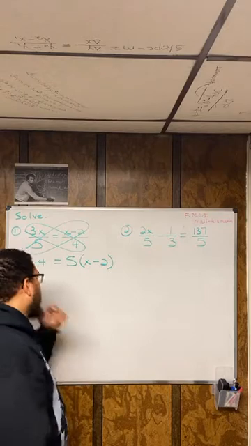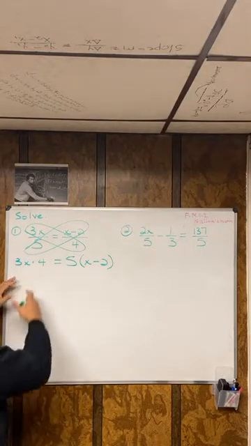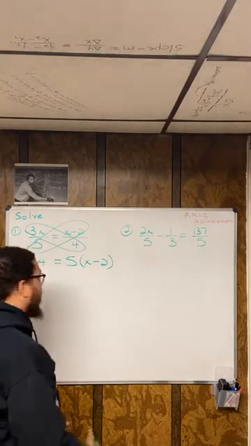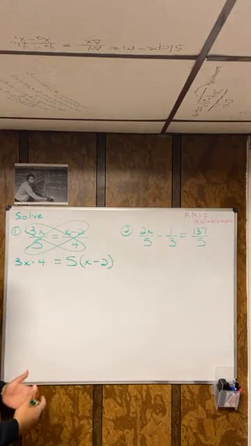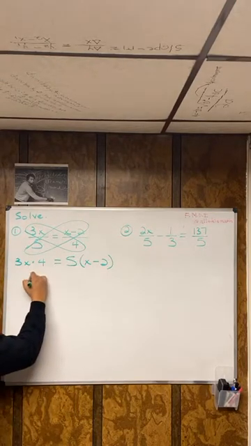All right? So now we have this set up. We have 3x times 4. So now we can do that multiplication. 3x times 4 is 12x.